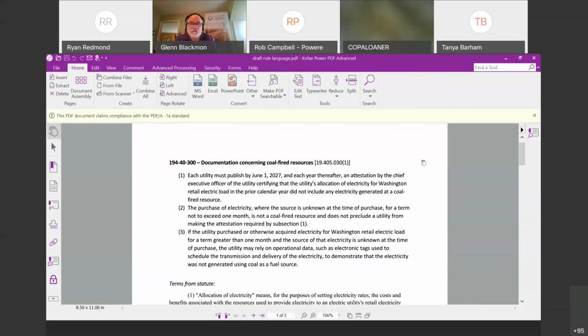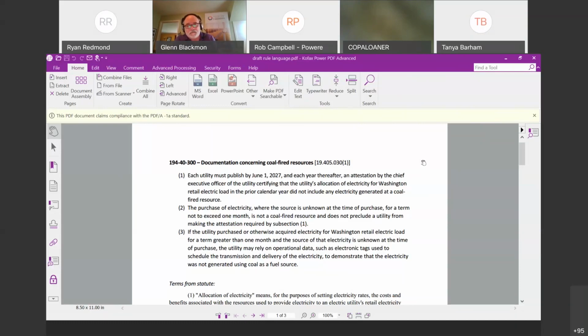And so for the short-term contracts, if the source is not specified, you might say, well, I can't be sure that that didn't come from a coal-fired resource because it's unspecified, and I don't know for sure. But since the short-term unspecified contract has been excluded from the definition, subsection 2 is saying that it's okay to go ahead and make that attestation, because those are not included in the definition of a coal-fired resource.